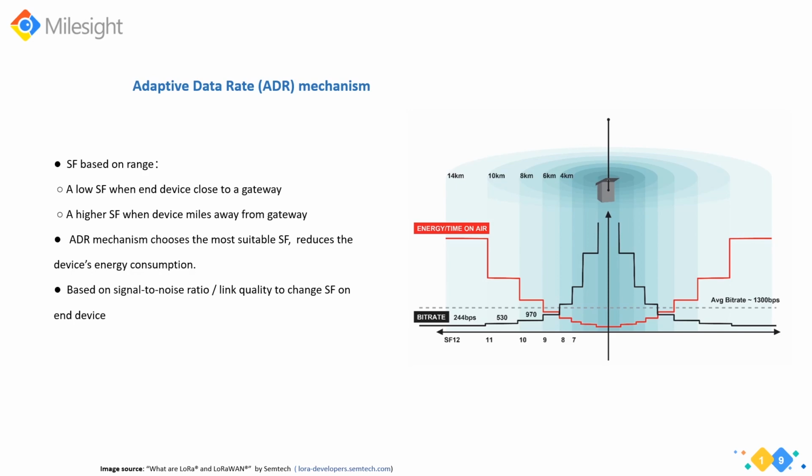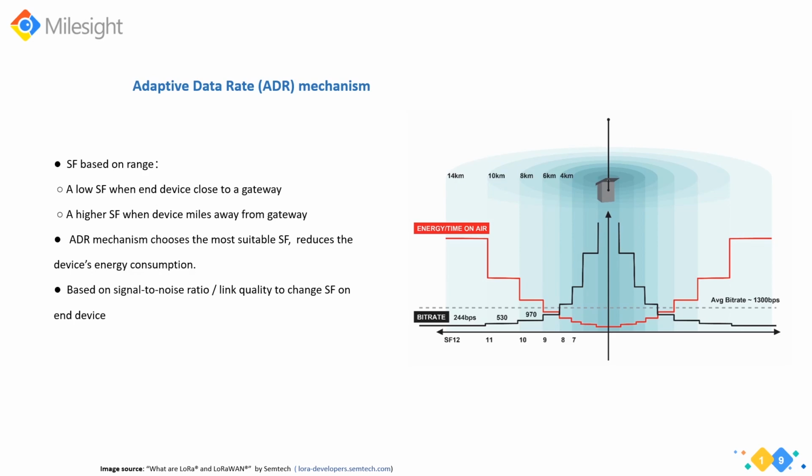And based on the exact situation, the network can tell the end devices to change the data rate, and that is really powerful in LoRaWAN because you can automatically and dynamically change the data rates, change the spreading factor, and optimize your battery life and the link quality.